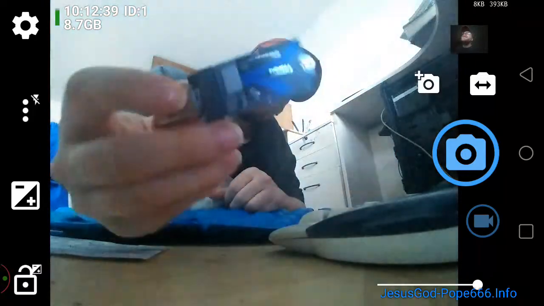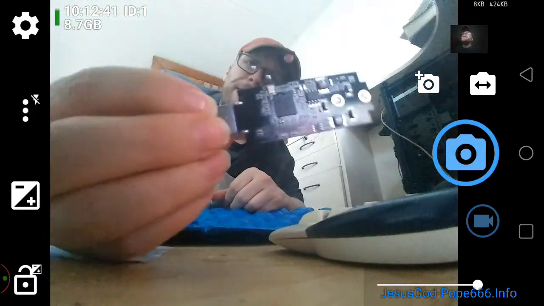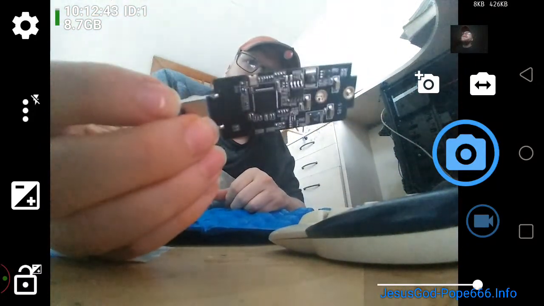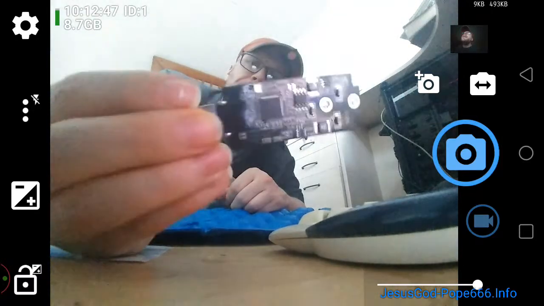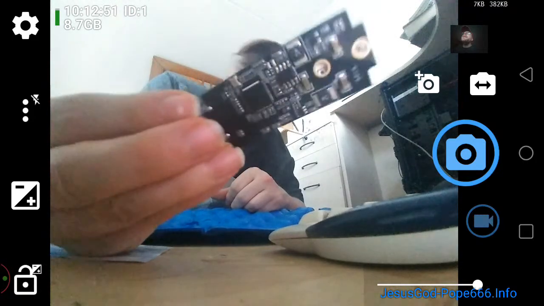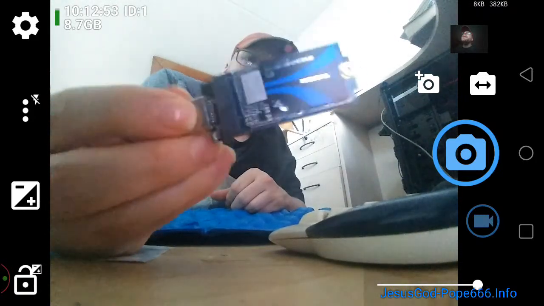Okay, so there we go. This is the one I have. This is without the case, because there's no reason to have it in a case when I'm testing things. But it's not working.